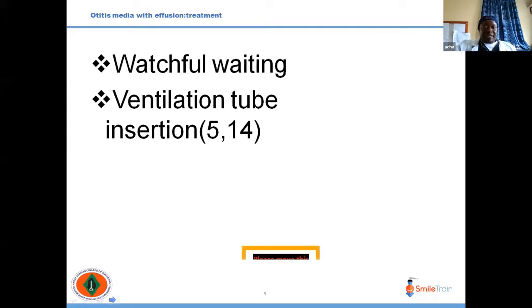But of course, there are those who believe that something has to be done, particularly if you re-examine the child after 3 months and you discover that the hearing loss is getting worse, or there is significantly impaired speech development in that child. Then there are those who advocate that we should insert a ventilation tube, a grommet tube. So you can either do watchful waiting, or you can prefer to insert a ventilation tube.